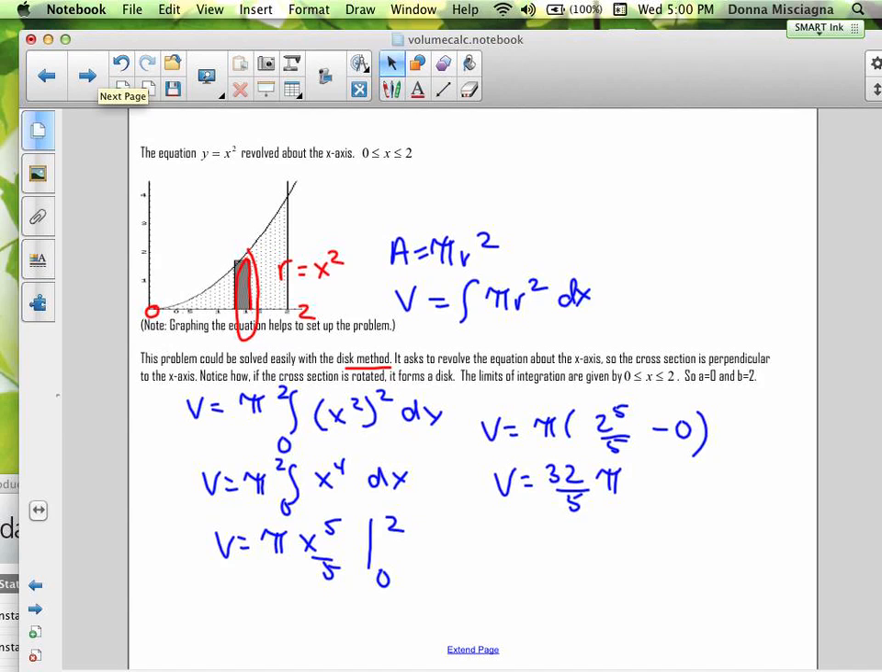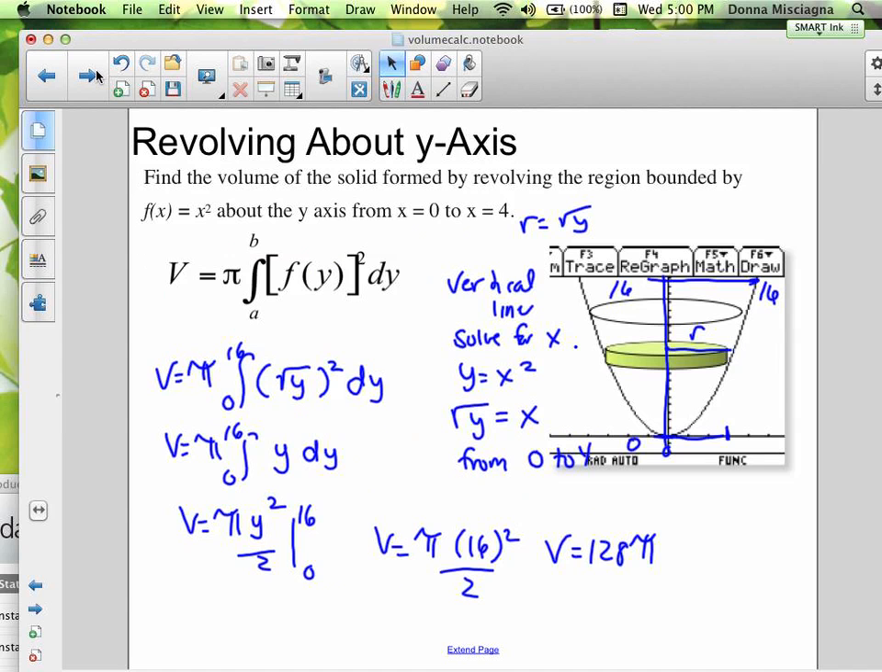Hopefully you thought so too. We need to do a couple around the y-axis. So revolving about the y-axis, find the volume of the solid formed by revolving the region bound by f of x equals x squared about the y-axis, from 0 to 4.